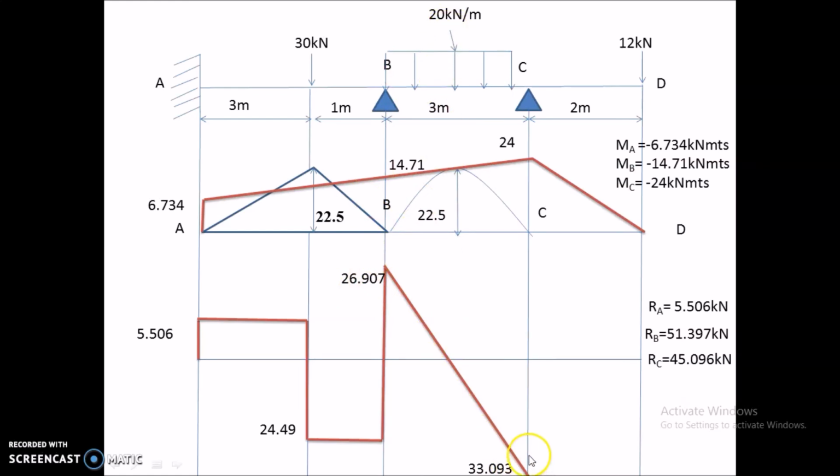So this is my value, and again at this point there will be the action of this RC value. So minus 33.093 plus the RC value 45.096 gives me 12, and again here it is 12. So this is my shear force diagram.